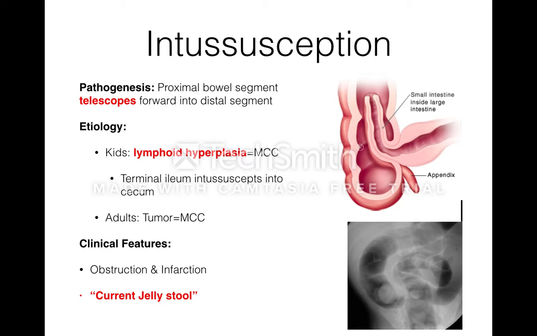These are said to be sausage-shaped masses when the abdomen is palpated. Intussusception also results in obstruction. Intussusception is the forward telescoping of a proximal bowel segment into a more distal segment. In kids, this is thought to be due to lymphoid hyperplasia from an infection. It tends to occur when the terminal ileum, where the Peyer's patches are located, telescopes into the cecum. In contrast, adults tend to get intussusception from tumors.